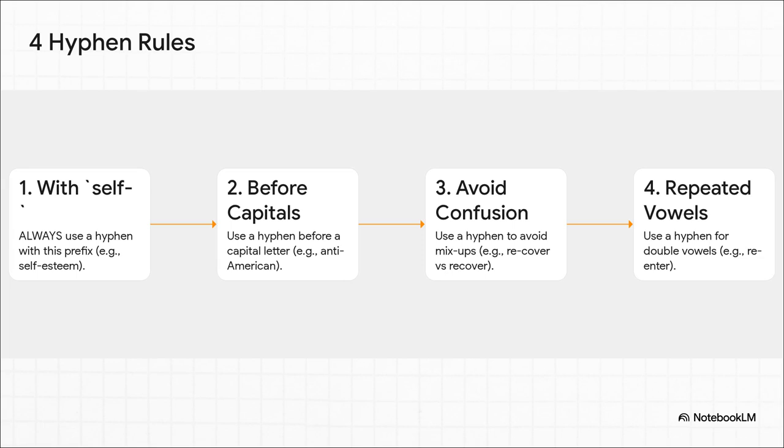Always use a hyphen with self. The others are for special cases, like before a capital letter or when you have 2 of the same vowels smushed together. And then there's the big one. You use a hyphen to avoid confusion.